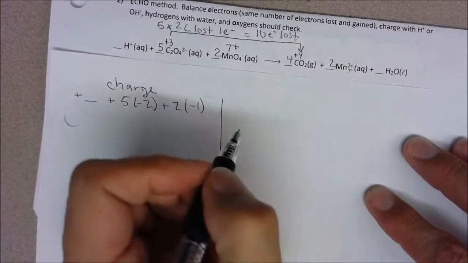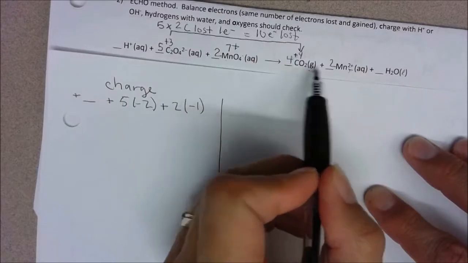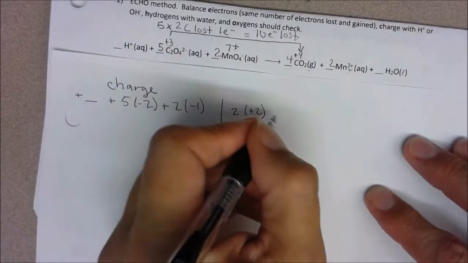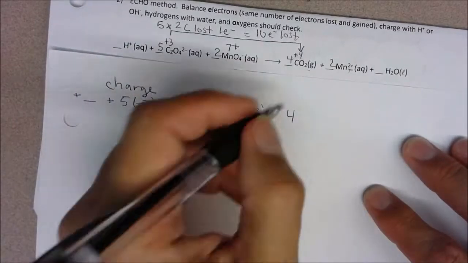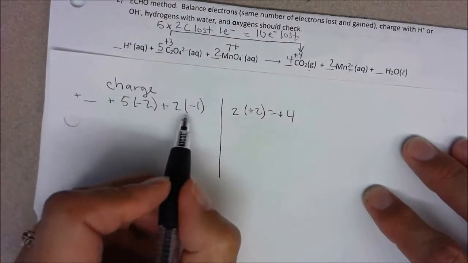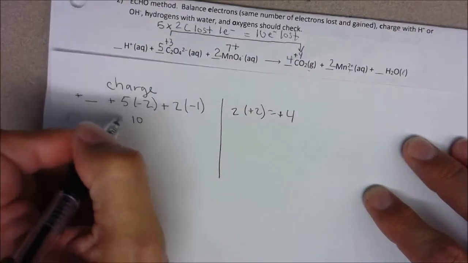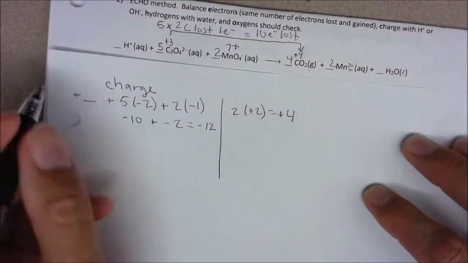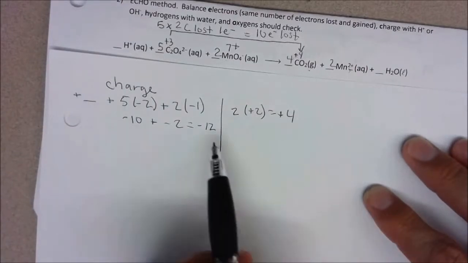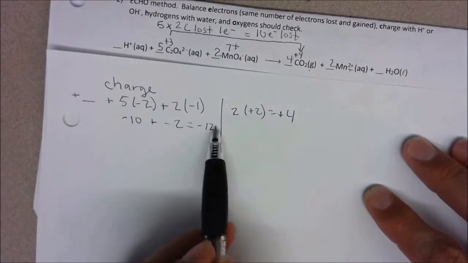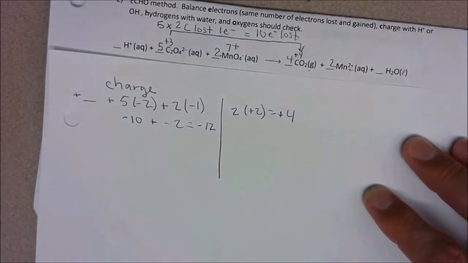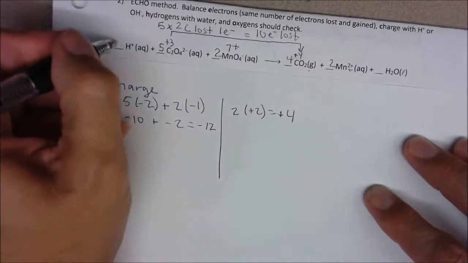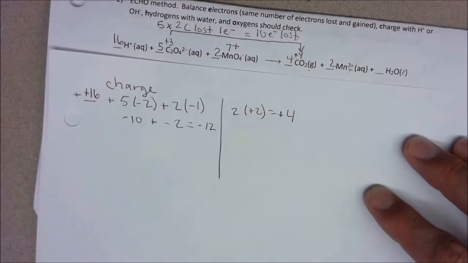On the other side, there's no charge on CO2. We have 2 manganese that are each +2, and water has no charge. So we have +4 on the product side, and on the reactant side we currently have -10 plus -2, we have -12, not counting what goes in this hydrogen blank. To make these two values the same, I need to find a value that I can add to -12 to get to +4. That value is going to be +16. So that tells us we need 16 hydrogens.